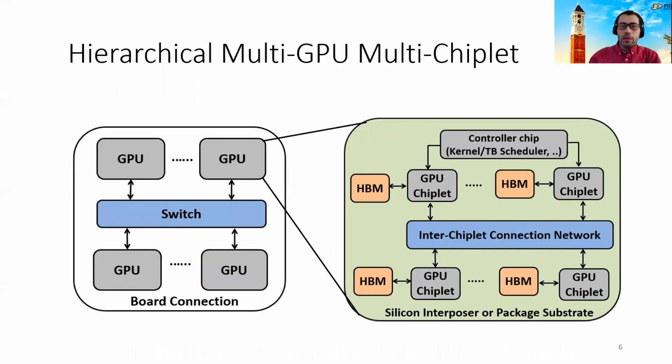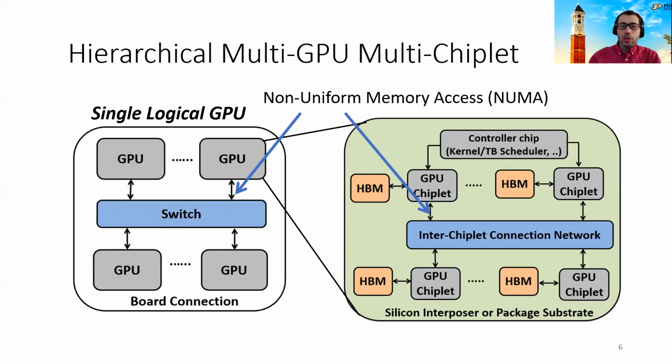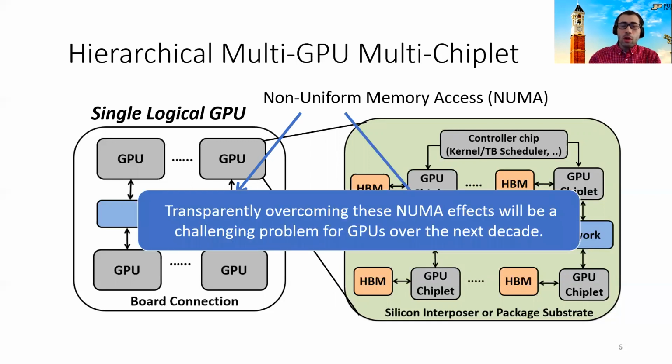To maintain performance scalability, proposals exist to aggregate discrete GPUs into a larger virtual GPU, as well as decomposing a single GPU into multiple chiplets to increase the aggregate die area. To maintain the same programming model and improve development productivity, the multi-GPU and multi-chiplet will be exposed as a single logical GPU to the higher software level. These approaches introduce non-uniform memory access and lead to decreased performance and energy efficiency if not managed appropriately. Transparently overcoming these NUMA effects will be a challenging problem for GPUs over the next decade.